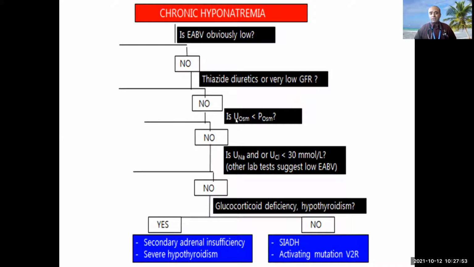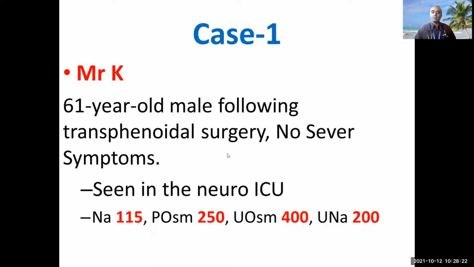We reach here, this is no, and this is no, and we go to check serum cortisol and serum TSH and free T4, or TSH is enough. If your patient is yes for either of these two, it is either secondary adrenal insufficiency or severe hypothyroidism. Otherwise, if serum cortisol is normal and TSH is normal, your patient has clear SIADH. This is your clinical approach to any patient with chronic hyponatremia.